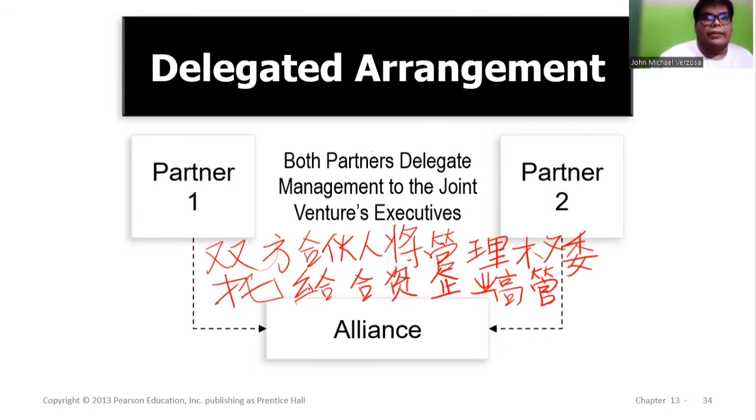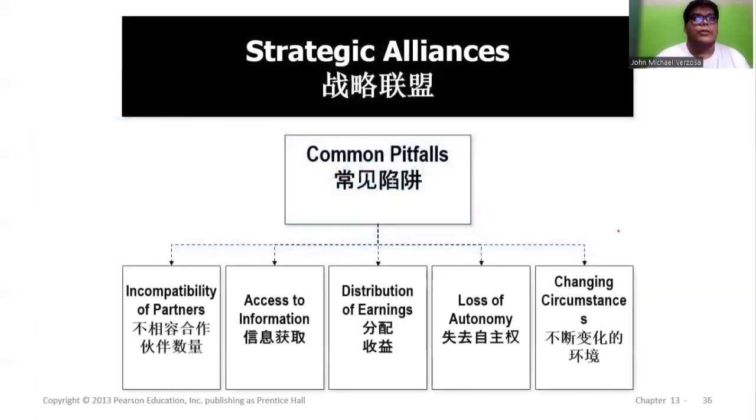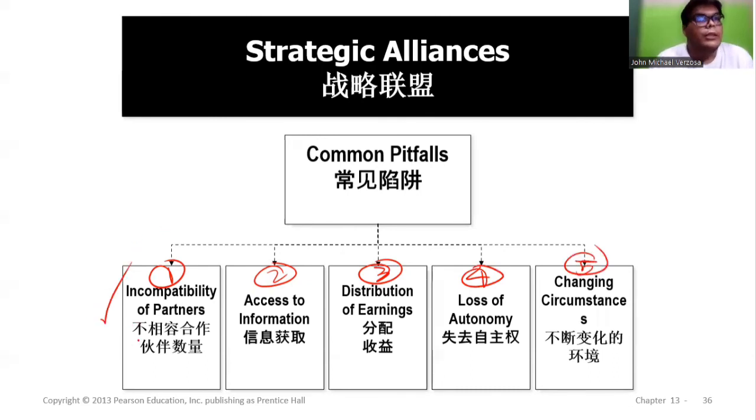I think this is the last slide. Oh, so there's still the pitfalls. So what are the pitfalls of strategic alliances? As you can see, the common pitfalls are divided into 5. So this one is the most important, the incompatibility of partners. And then the access to information.